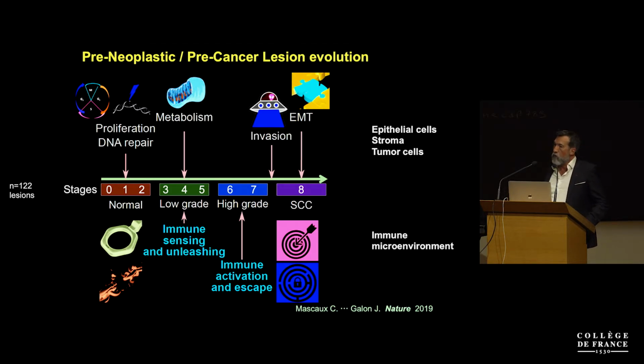In terms of the immune microenvironment, there's first an immune sensing with resident immune cells that are activated. Then there is an increase of naive CD4 T cells, and in high-grade dysplasia, the full activation of all aspects of the immunity, including immune escape mechanisms already, which, of course, may be of interest for future ways of looking at people at risk of developing cancer.